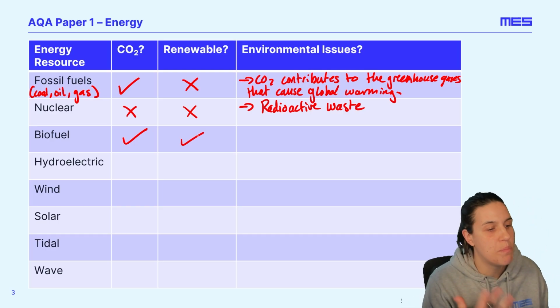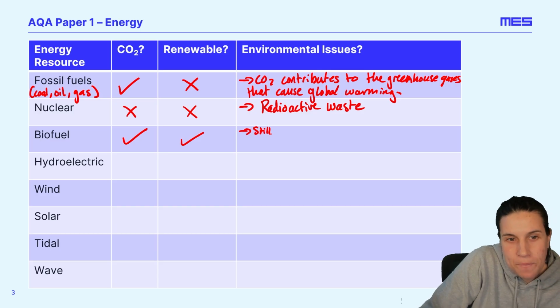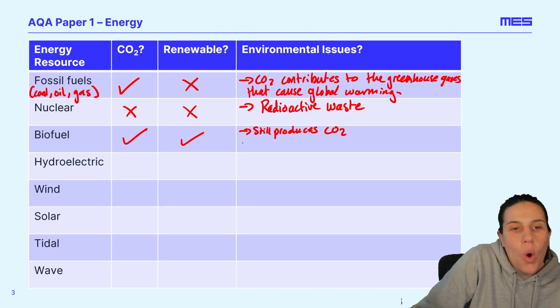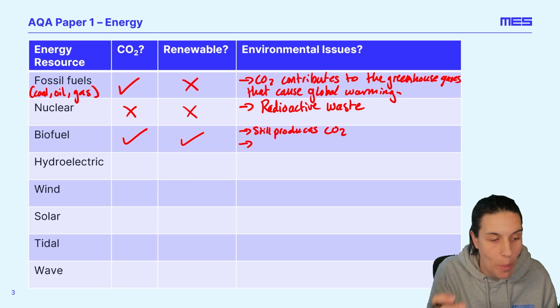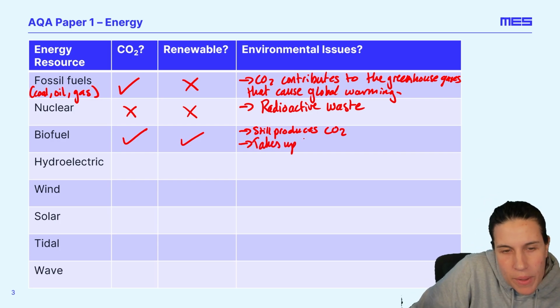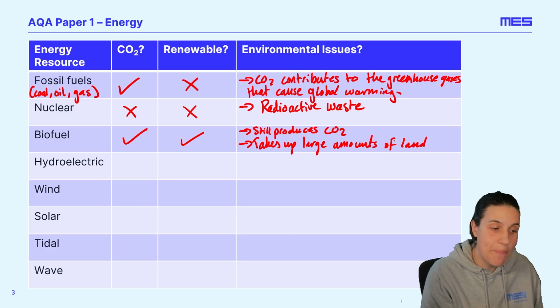Now, environmental issues with biofuel include the fact that it still produces carbon dioxide, which contributes to global warming, but also that it takes an enormous amount of land to grow enough crops for biofuel. So it takes up large amounts of land that we might want for food production or something like that.